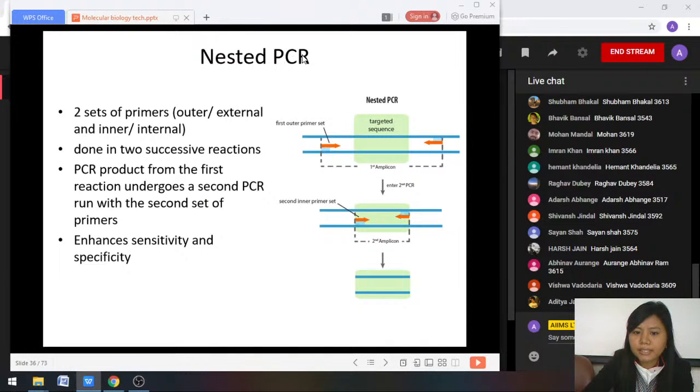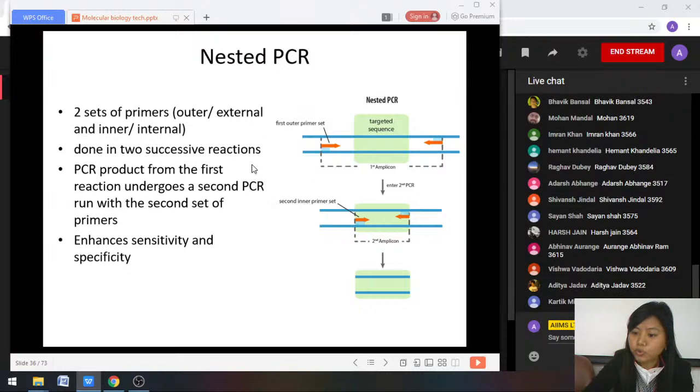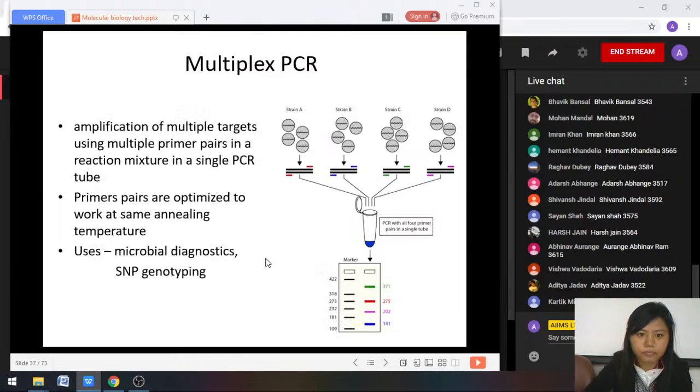Another modification is the nested PCR where you actually do 2 PCRs. One is the external PCR and the other the internal PCR. In the first step, you take an outer set of primers, you identify the bigger region, and with this amplified product, you perform the second PCR. And here the primer is to your main target region, which is the internal one. Why is this being done? Because this method tends to have increased sensitivity and specificity over single assays, right?